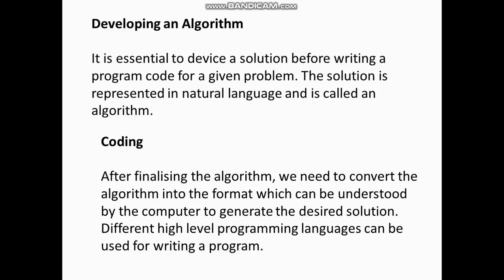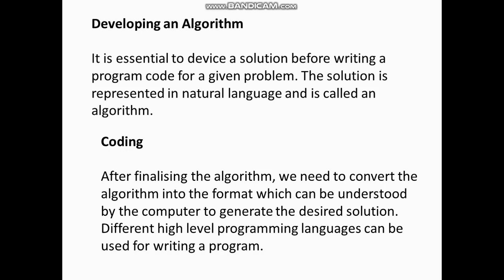Coming to the second stage, after analyzing the problem, after knowing what type of problem it is and what output you are expecting, you have to create a plan to solve that problem. After designing the algorithm, you have to write a program code based on the algorithm. Algorithm is nothing but a step-by-step procedure to solve a problem. After all these steps are defined, you have to write a code for that.